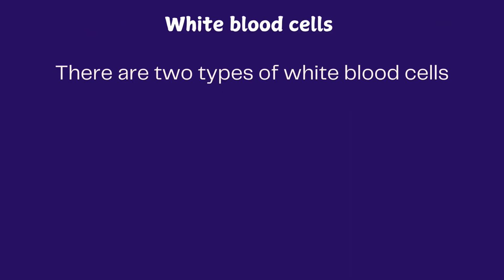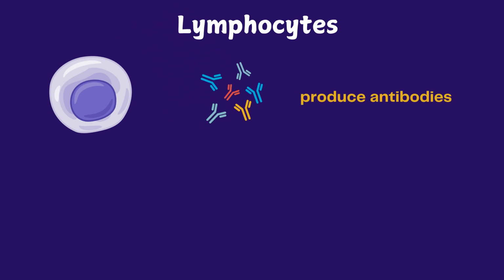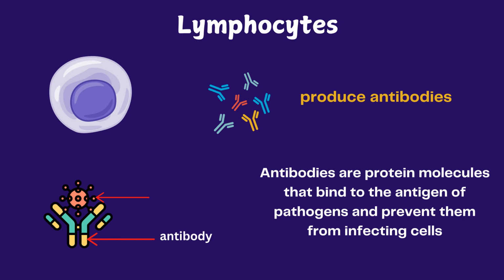White blood cells, let's talk about them. There are 2 types of white blood cells that you need to know about. 1, the phagocytes, and 2, the lymphocytes. Lymphocytes are white blood cells that produce antibodies. Antibodies are protein molecules that bind to the antigen of pathogens and prevent them from infecting our cells.